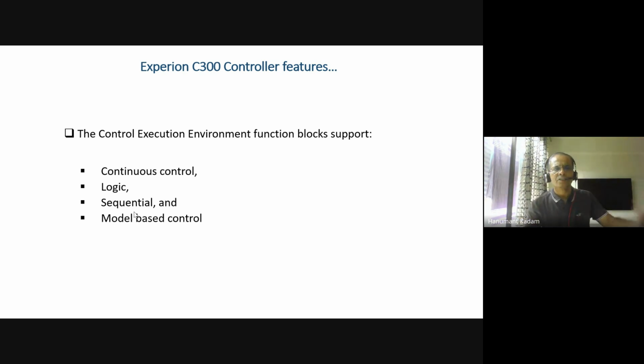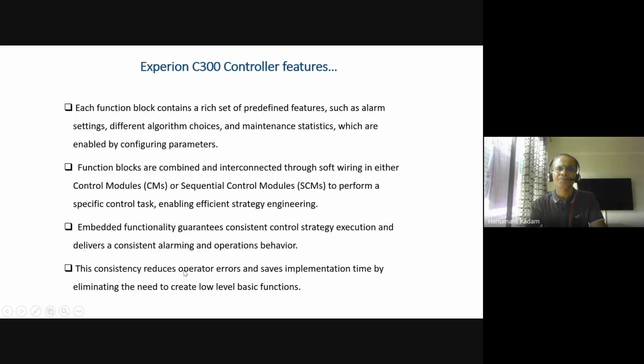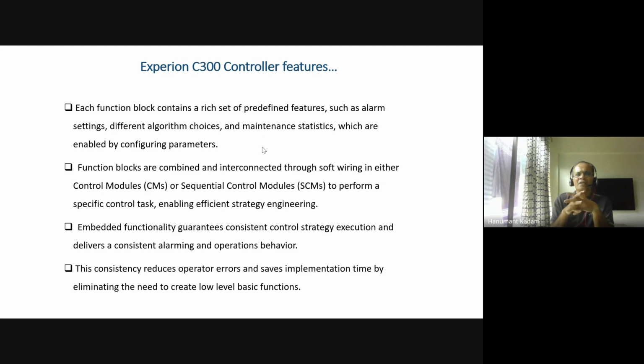Controller functions are continuous, logic, sequential, and model based. Each function block contains a rich set of predefined features such as alarm setting, different algorithm choices, and maintenance statistics, which are enabled by configuring parameters. When we see the actual configuration screen, you can see alarm settings, various choices, and maintenance statistics. Function blocks are combined and interconnected through soft wiring.